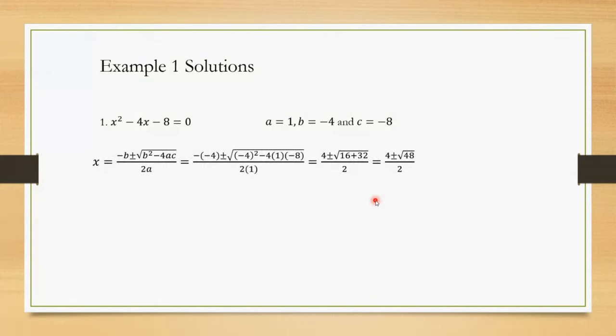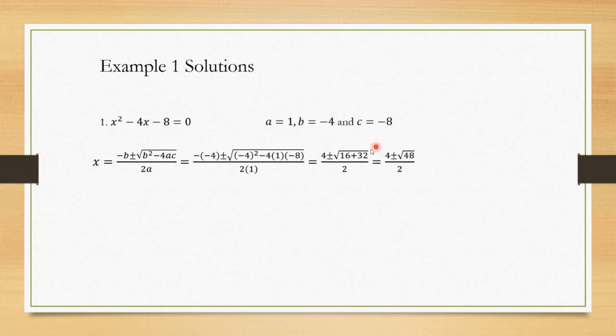And then again, you just plug it into the quadratic formula. That's what I'm doing. Notice here for the minus b, we have a double negative, because b is minus itself. That gives us a positive. We have -4 squared is 16. We have -4 times 1 times -8. Minus is plus. That's why we have addition here. So what we get then is this.